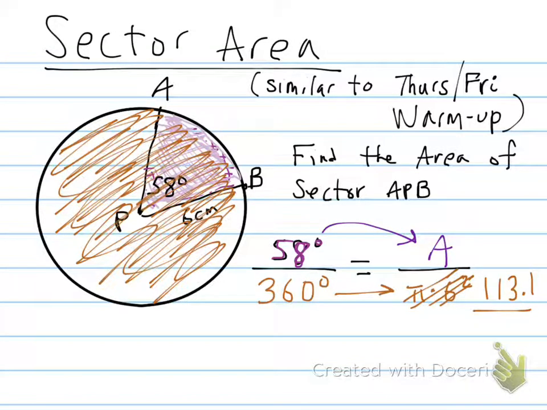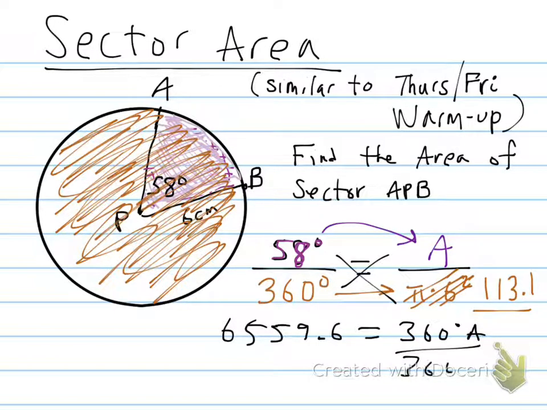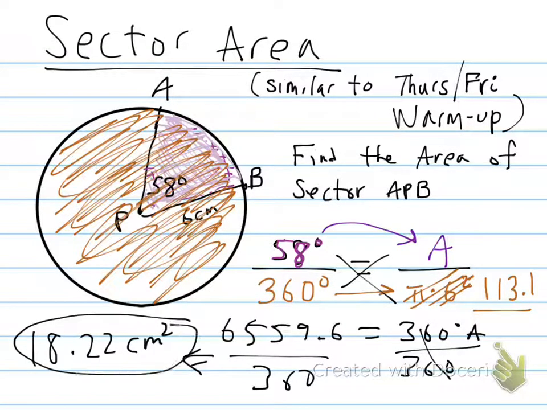Once it's in this position, it'd be wise to cross multiply, just because that's something most people are comfortable with. So when you multiply pi 6 squared, or 113, times 58, you will get a big number. It's going to be 6,559.6 approximately, but that's going to equal 360 degrees times our area. Divide by 360, and voila, you have the area. The area is merely, dividing by 360, 18.22 approximately. 18.22 square centimeters, squared because we were finding area.